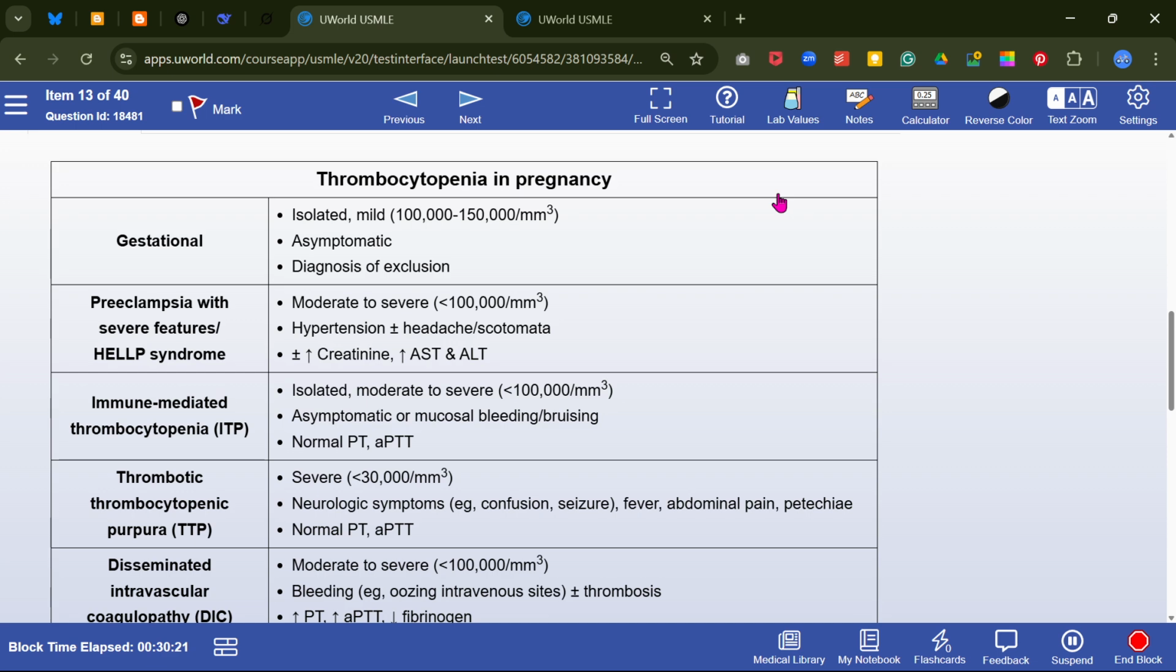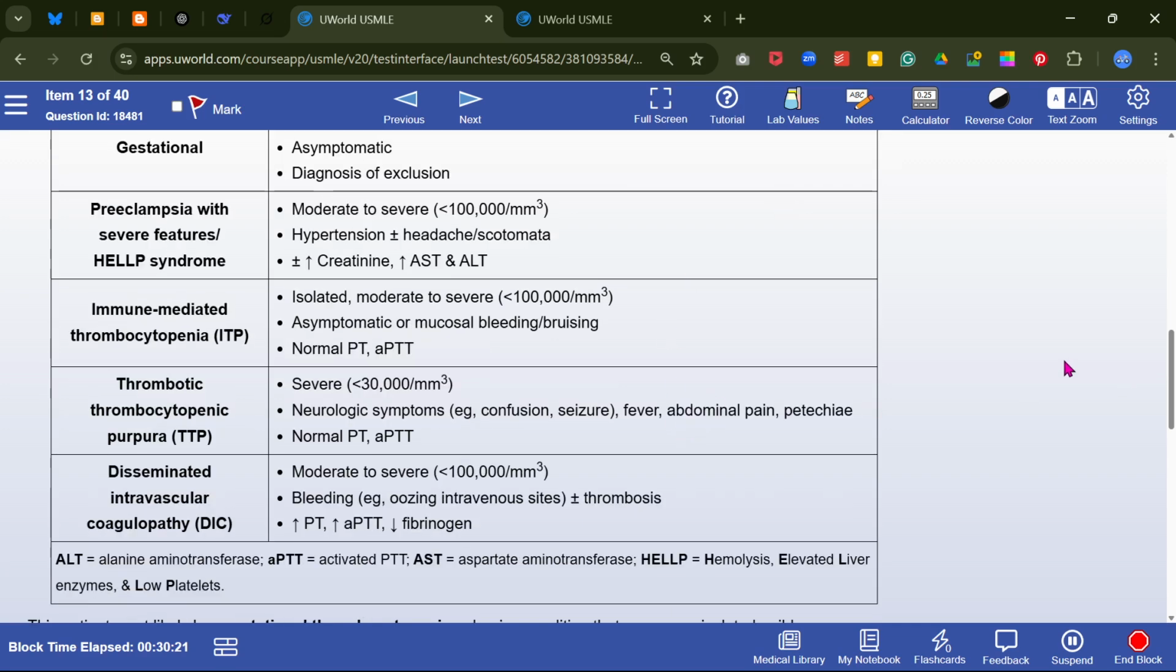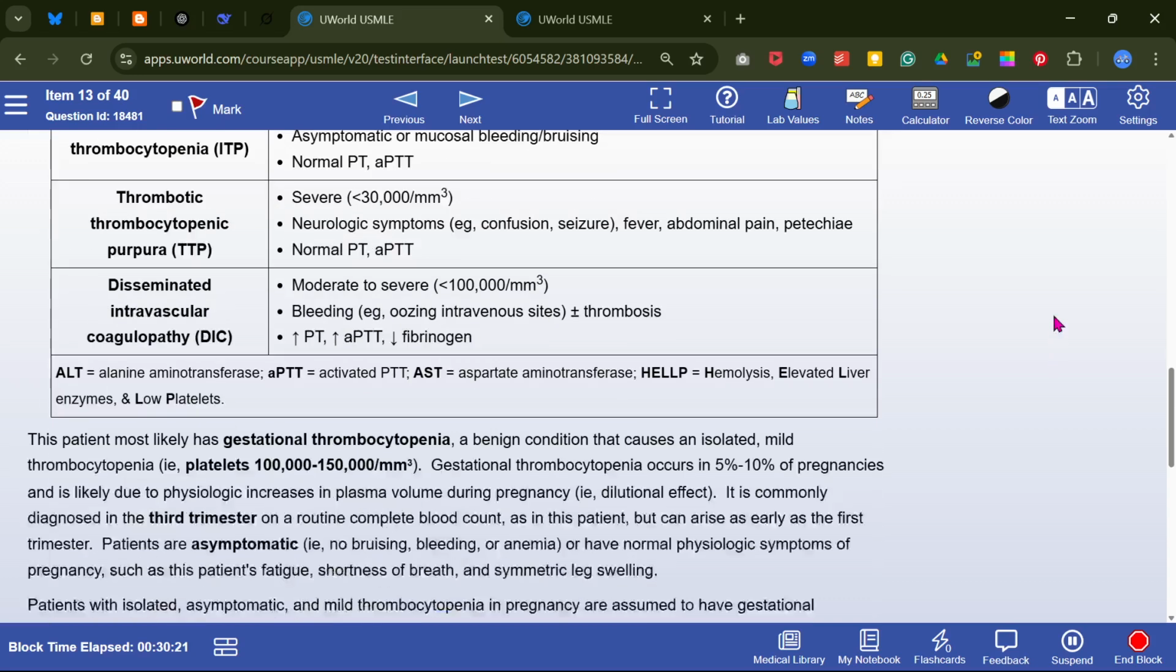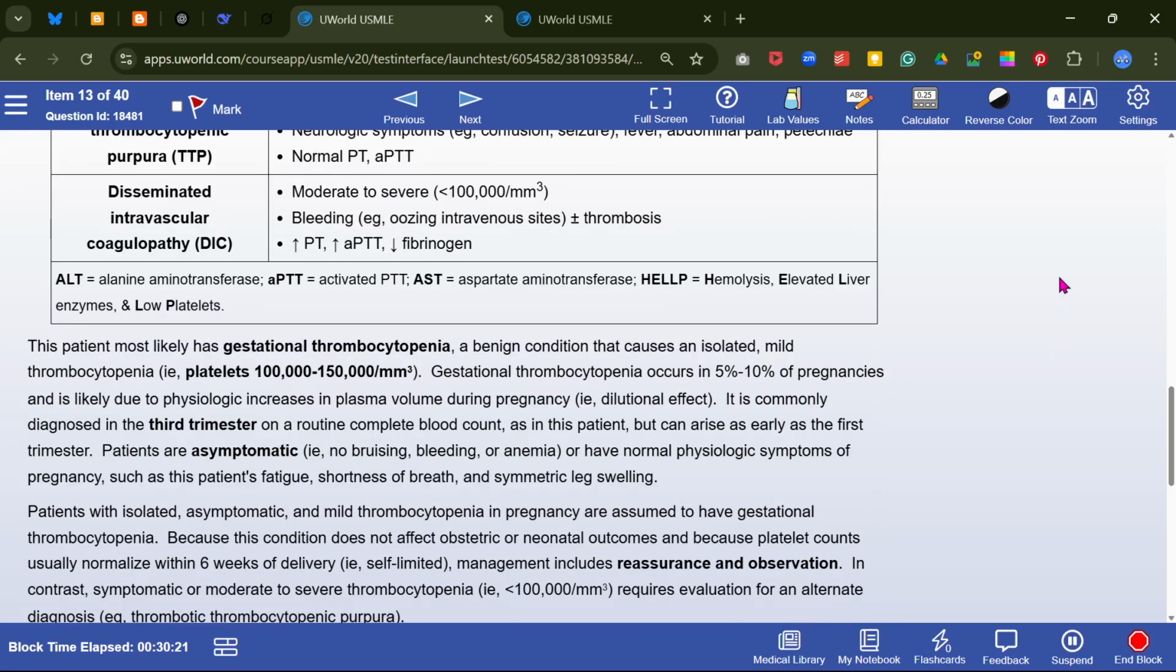Normal PT and APTT. And TTP, thrombotic thrombocytopenic purpura, severe, less than 30,000, neurologic symptoms, confusion, seizures, fever, abdominal pain, petechiae, normal PT and APTT. And for DIC, moderate to severe, less than 1 lakh, PT, APTT high, there is bleeding with or without thrombosis. This patient most likely has gestational thrombocytopenia, a benign condition that causes an isolated mild thrombocytopenia, platelet 1 lakh to 150,000.